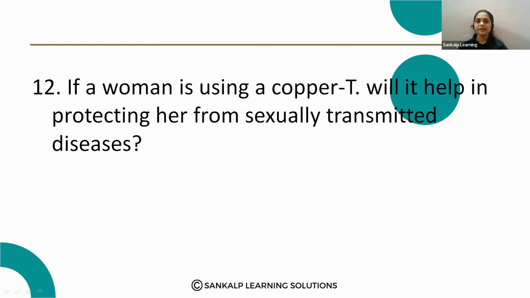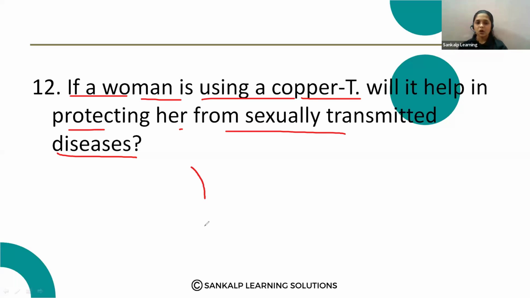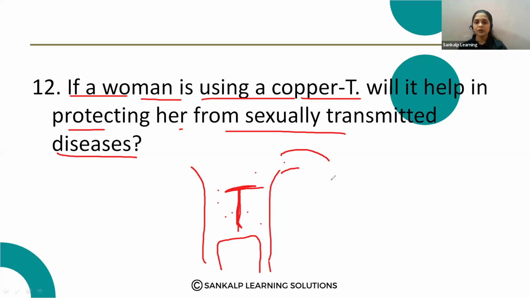Next question. Read the question properly. If a woman is using the copper T, will it be helpful for protecting her from sexually transmitted disease? Just imagine the copper T, an intrauterine device, which is kept in the uterus. This copper T is implanted in the uterus, and it prevents the entry of the sperms to the fallopian tube, and that prevents the pregnancy.